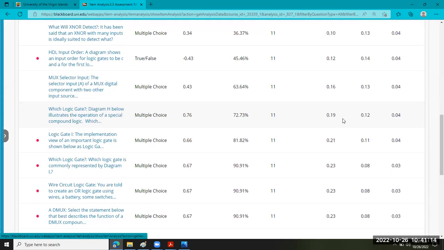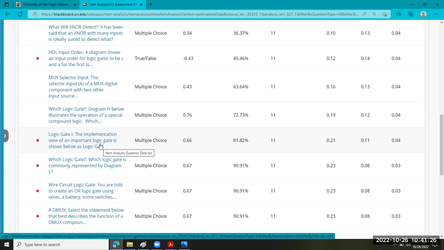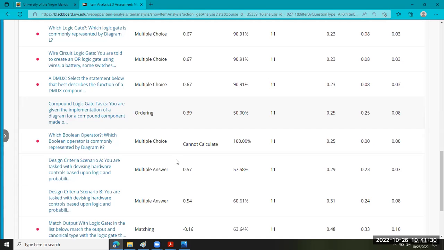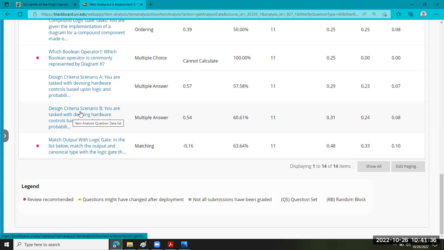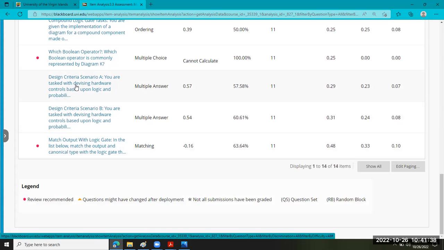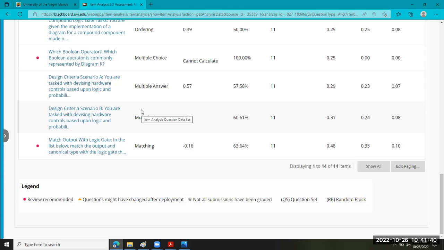Which logic gate? So once we get to this tipping point right here, each item is worth 1/4 of a point. Nearly everyone got this one done correctly. We'll review this one and then we'll look down here to see if there's the ordering item. We'll review multiple answer here, could have been better, and multiple answer here. If anyone wants to see any of these other ones, we can.